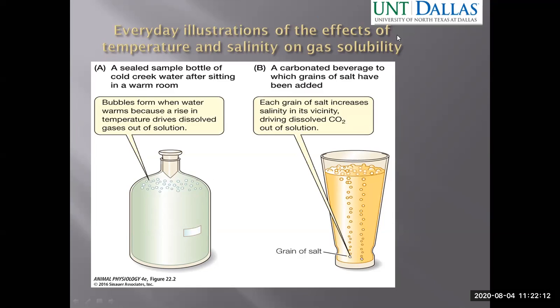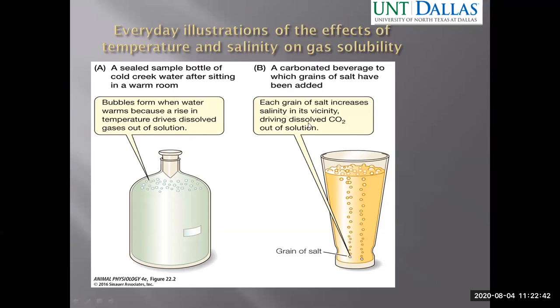So when at 0 degrees centigrade, but less than half as much as 1.0 millimoles when at 40 degrees centigrade. So gases actually tend to come out of solution and form bubbles as water warms. So you can see here a sealed sample bottle of Cold Creek water after sitting in a warm room. So the bubbles form when water warms because a rise in temperature drives the dissolved gases out of the solution.